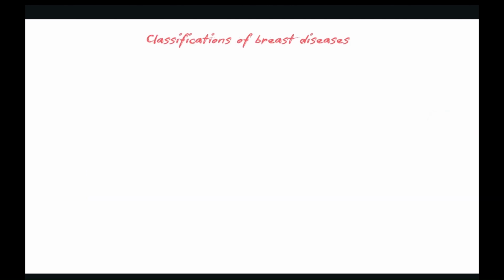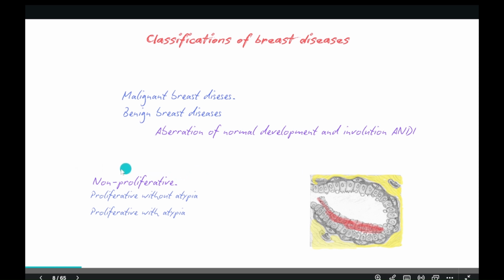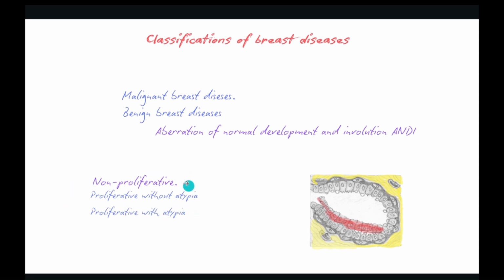The classification of breast diseases, actually there are a lot of classifications of breast diseases, but here we'll go through the malignant breast diseases and benign breast diseases. The benign breast diseases can be classified according to either aberration of normal development and involution, which we will not talk about here, or non-proliferative, proliferative without atypia, proliferative with atypia. And this type of classification is actually a pathological classification, and it depends on how many layers.